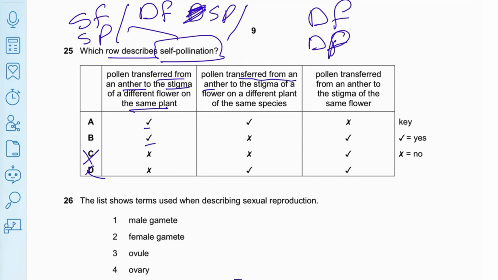Pollen transferred from an anther to the stigma of a flower on a different plant of the same species, different plant. So whenever I see different plant, it's cross. So is it right? Wrong. So it's B. Pollen transferred from an anther to the stigma of the same flower? Yes. So my answer is B.